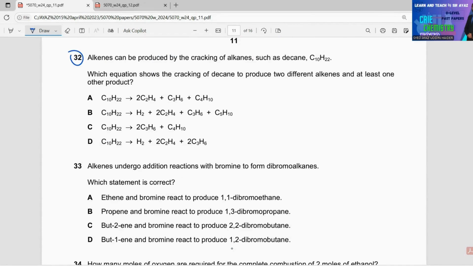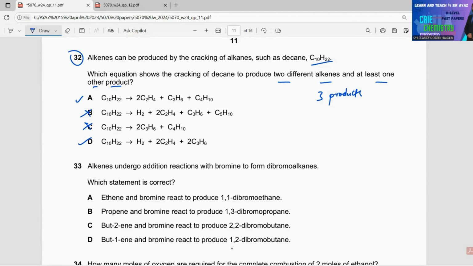Number 32. Alkenes can be produced by the cracking of alkanes such as decane, C10H22. Which equation shows the cracking of decane to produce 2 different alkenes and at least one other product? So when they are saying 2 different alkenes and one other product, it means there will be 3 products in all. So what I will do, I'm going to omit the choices in which there will be either more than 3 products or less than 3 products. So B and C are incorrect. We are left with A and D. Either A is correct or D is correct.